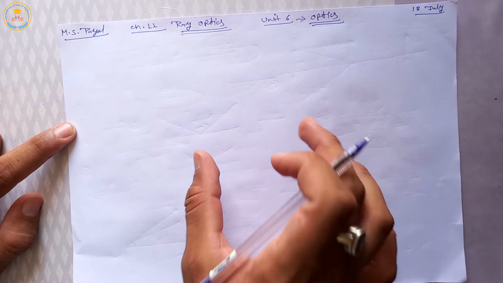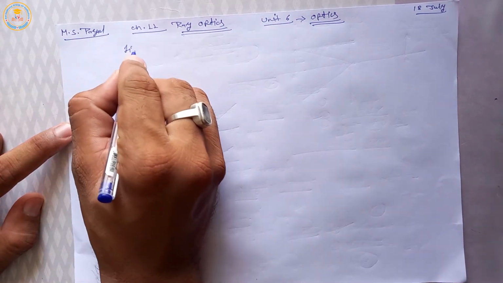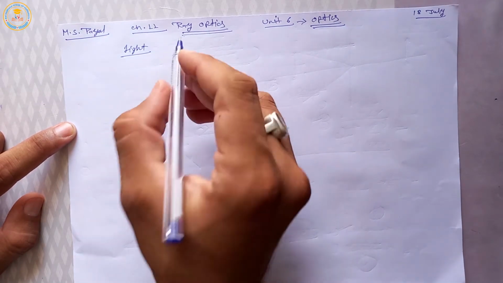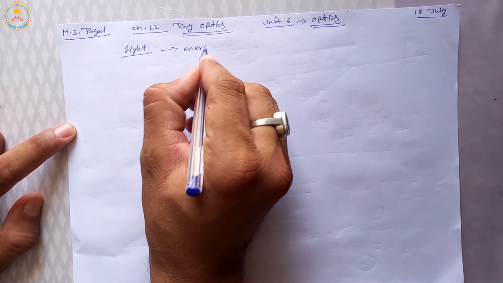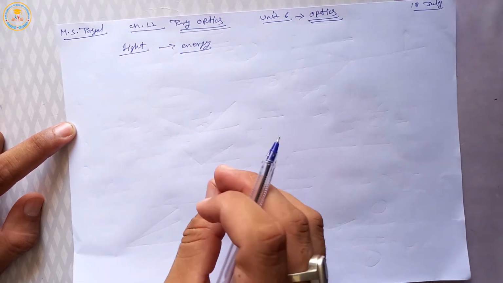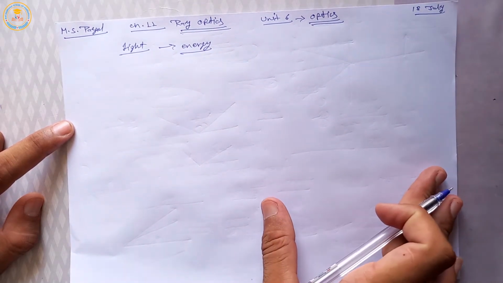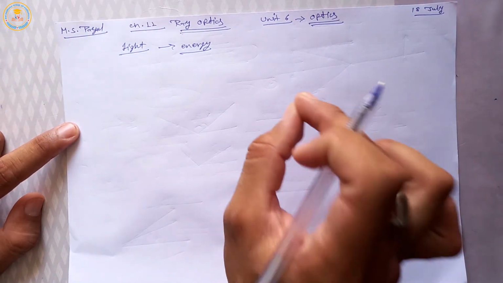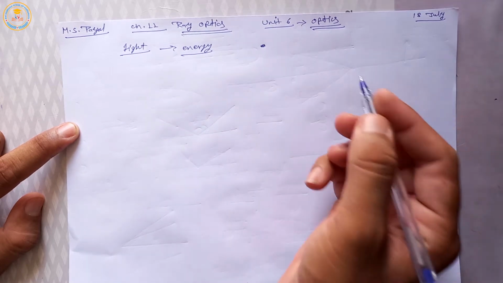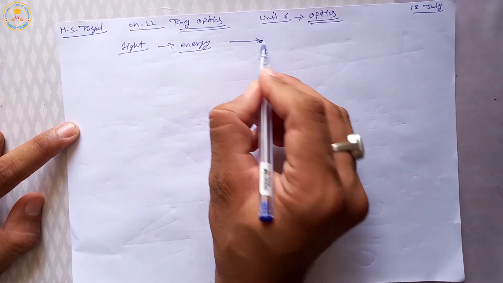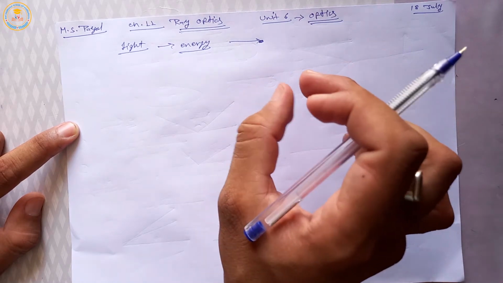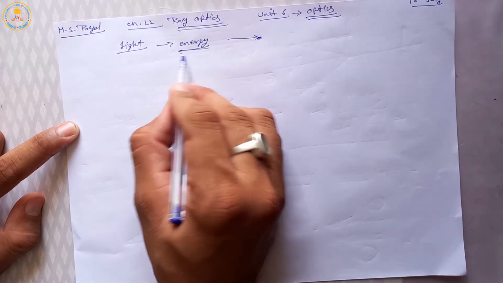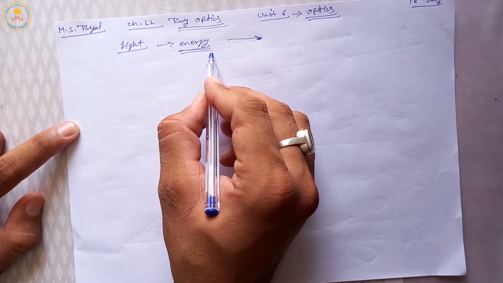This unit is related to light. So firstly we discuss light. What is light? Light is a form of energy. Simply we define light: light is a form of energy. And this light falls on the objects. Suppose this is an object, and when the light falls on this object, then we see the object. So we can say light is a form of energy.